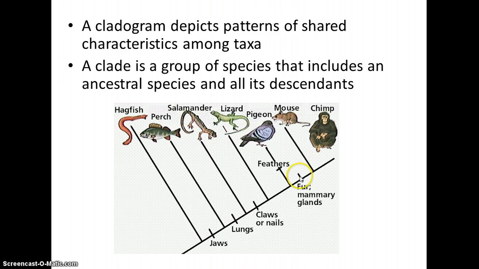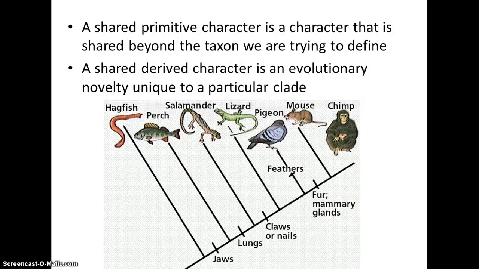So a cladogram, again, shows a particular trait and where it falls in the tree and which organisms have that trait. You can speak of primitive and derived characteristics.